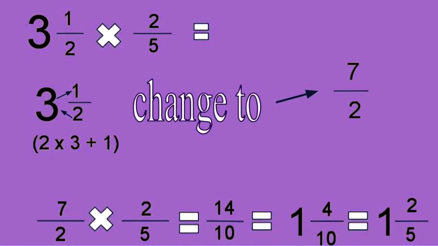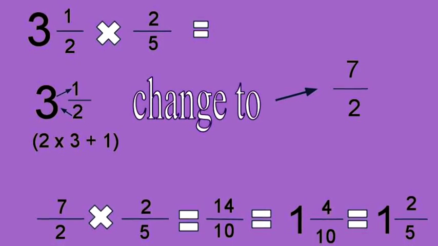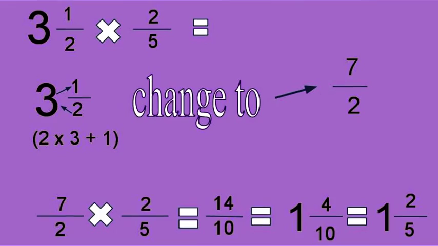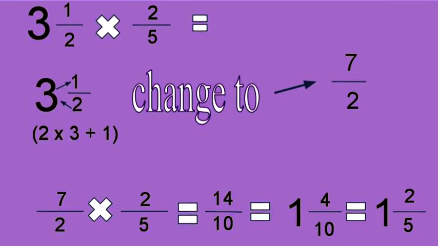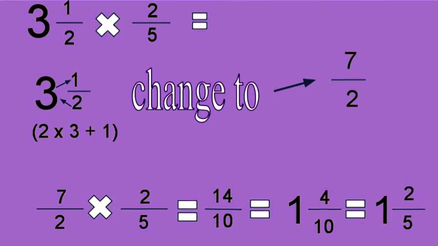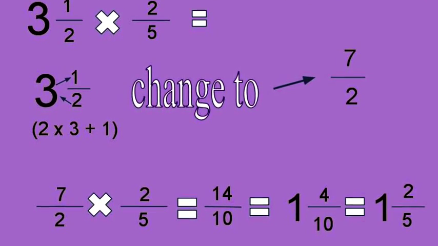So now we can multiply 7/2 times 2/5. We multiply straight across the numerator times the numerator. 7 times 2 is 14. The denominator times the denominator. 2 times 5 is 10.